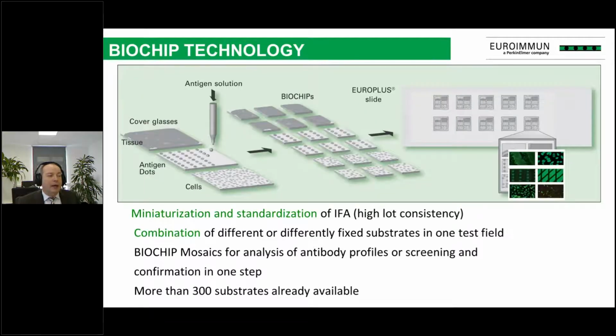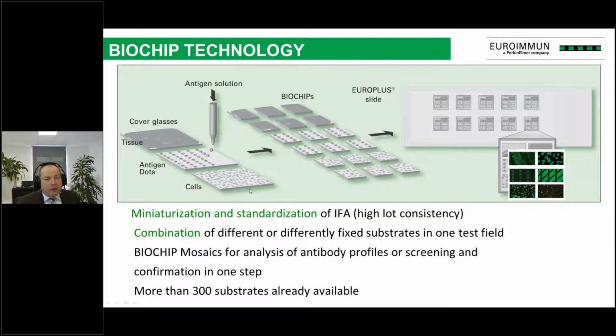And before I start to explain how it works with other substrates, I would like to show you our biochip technology. This biochip technology, developed by us and patented by us, allows us to give you multiplexing for the immunofluorescence. Due to a special activation technique, cover glasses are modified in such a way that very different substrates can be coated: tissues, antigen dots, and cells.